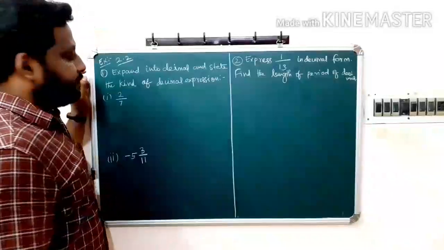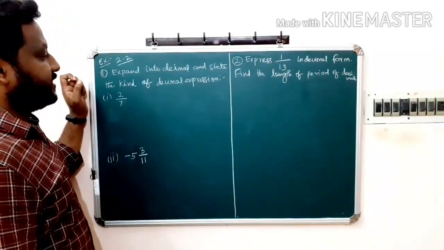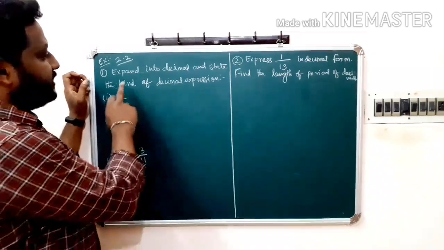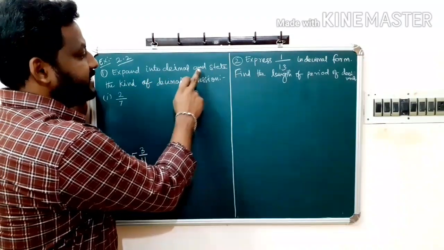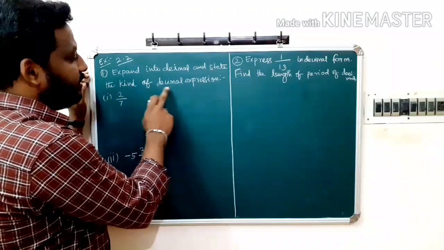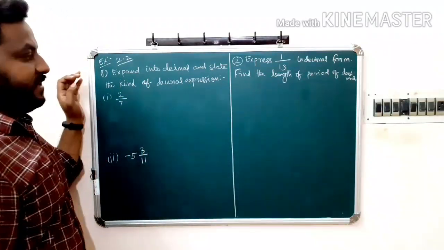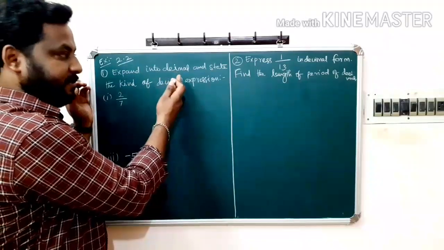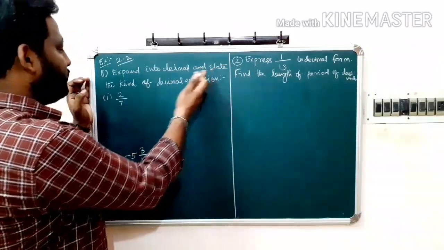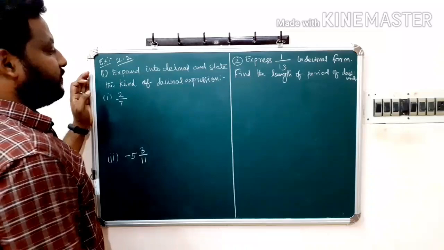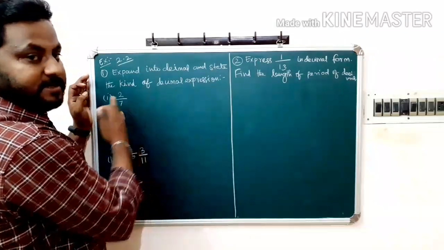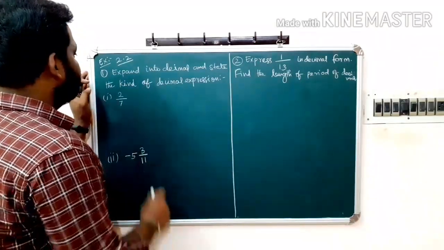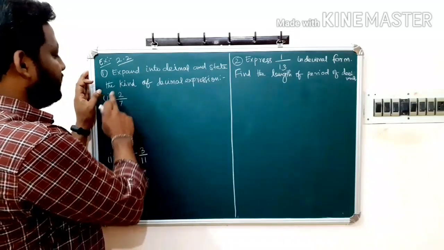Clear? And then we move on to exercise 2.2. First question: expand into decimal and state the kind of decimal expansion. So we have to expand this rational number into decimal form, and also write what kind of decimal expansion this rational number has.